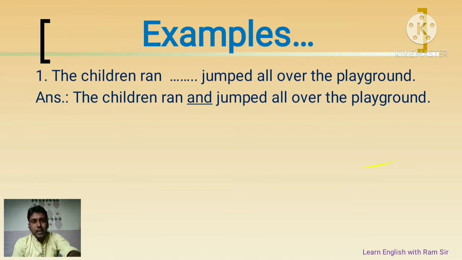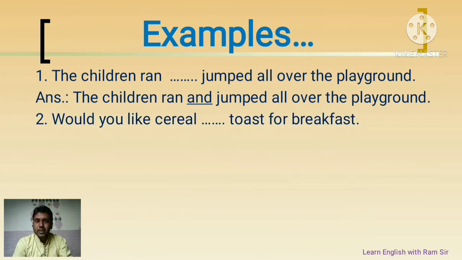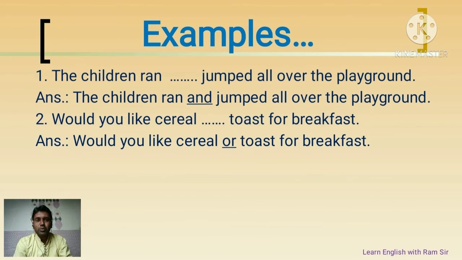The second example here we are going to discuss, that is, would you like cereal or toast for breakfast? So here we have the two choices, and these two choices are similar or important at the same time. So here which coordinating conjunction will you use? So here you have to use or, because we have the alternatives or the choices.